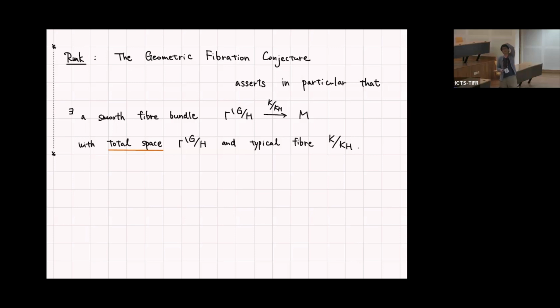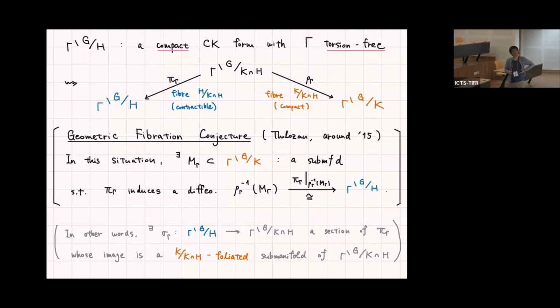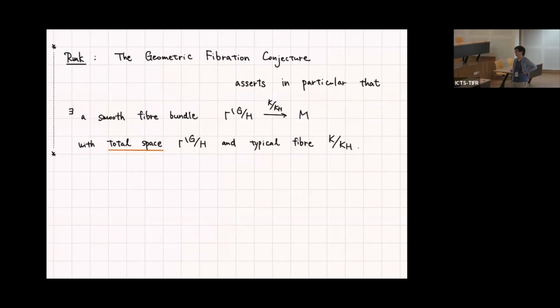Sorry, this KH means K intersection H. Sorry for the inconsistent notation. But in fact, it says a little bit stronger thing, because this fibration is compatible with these geometric structures.